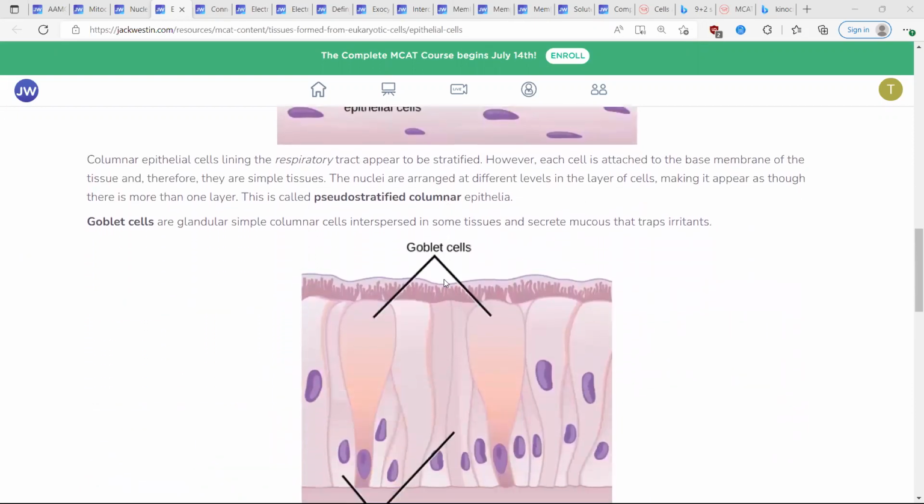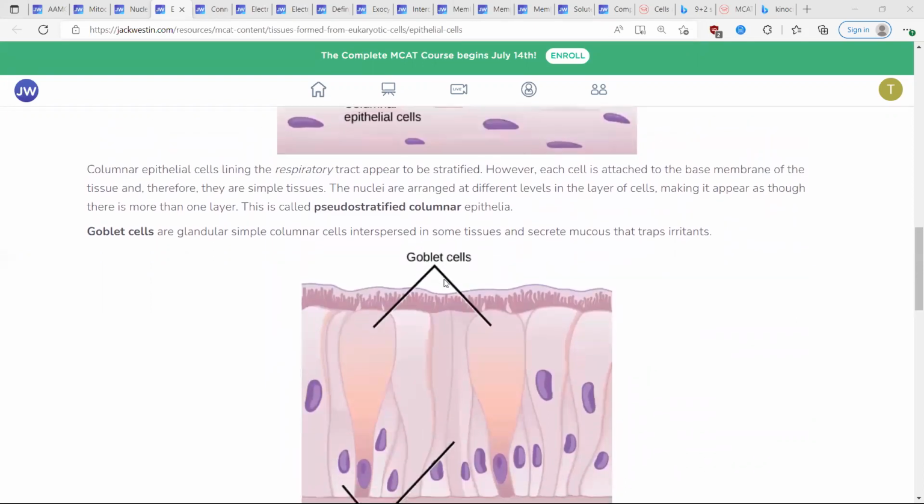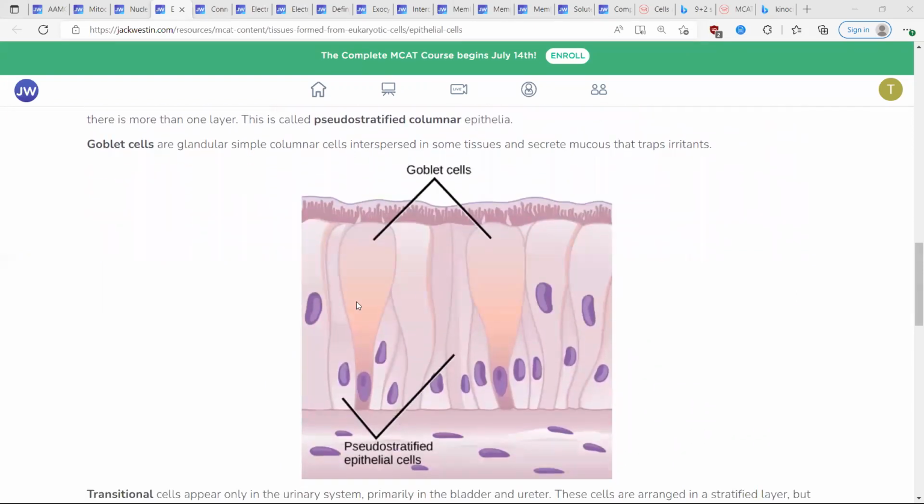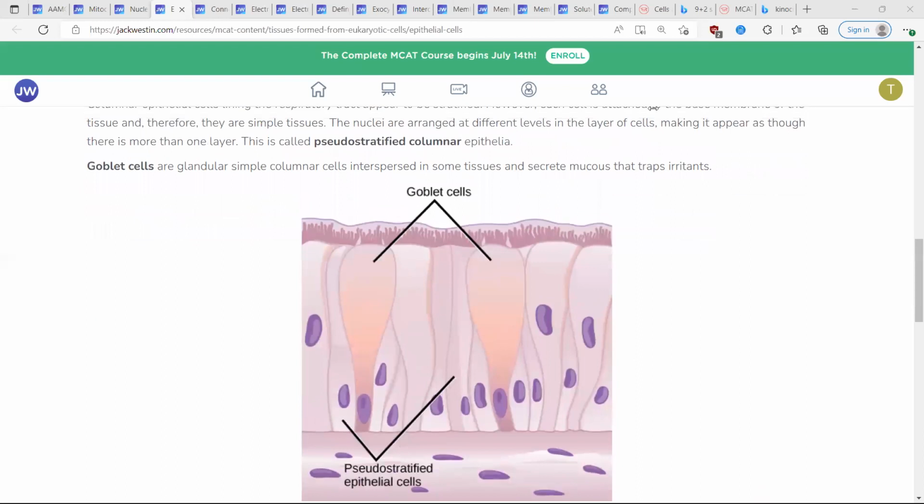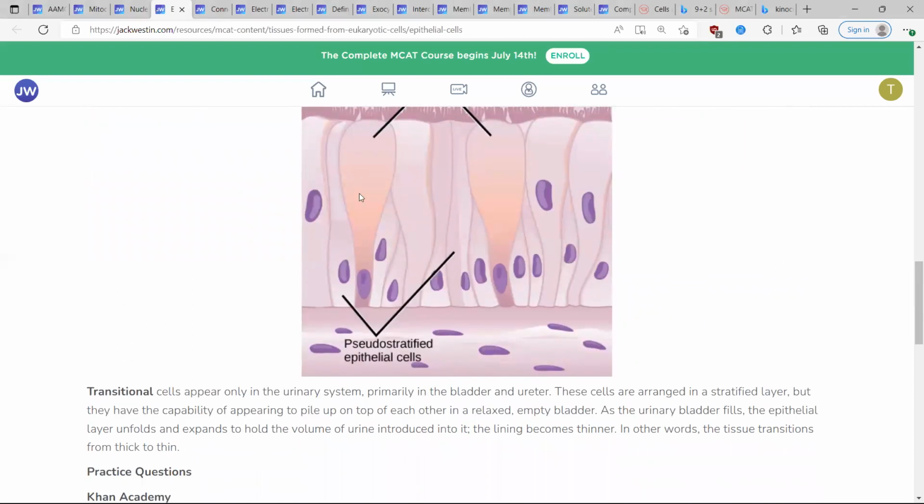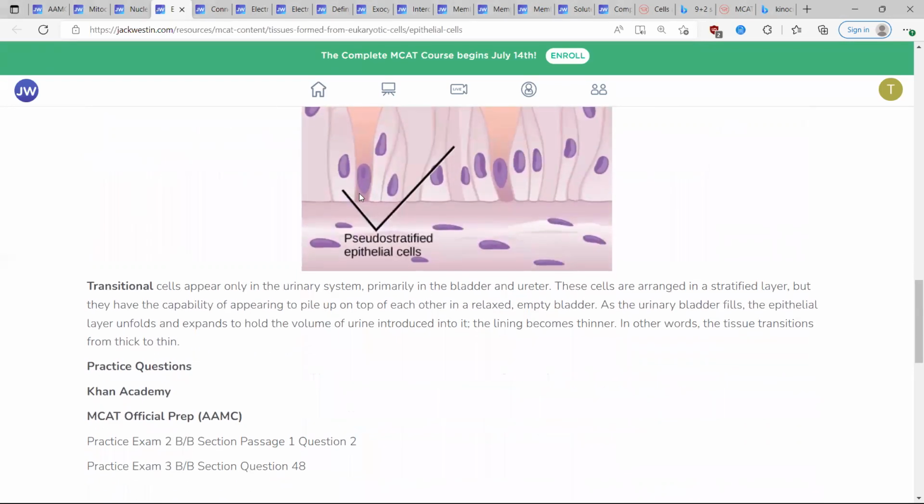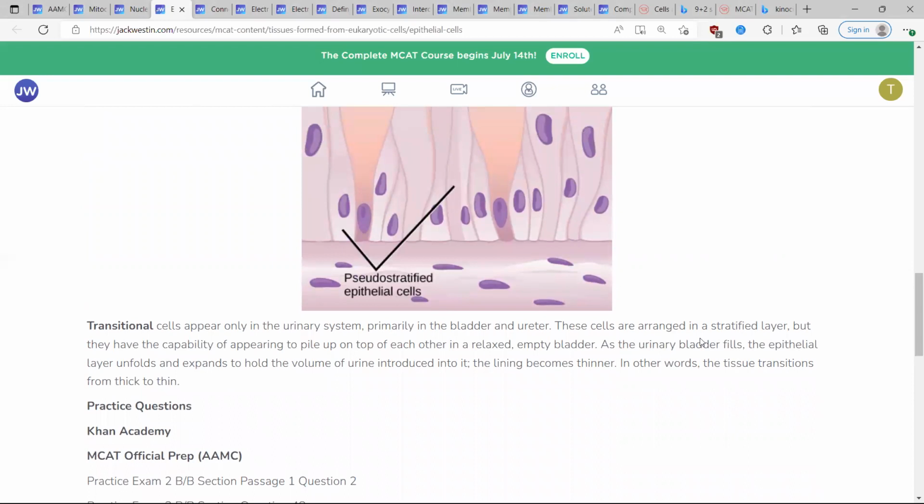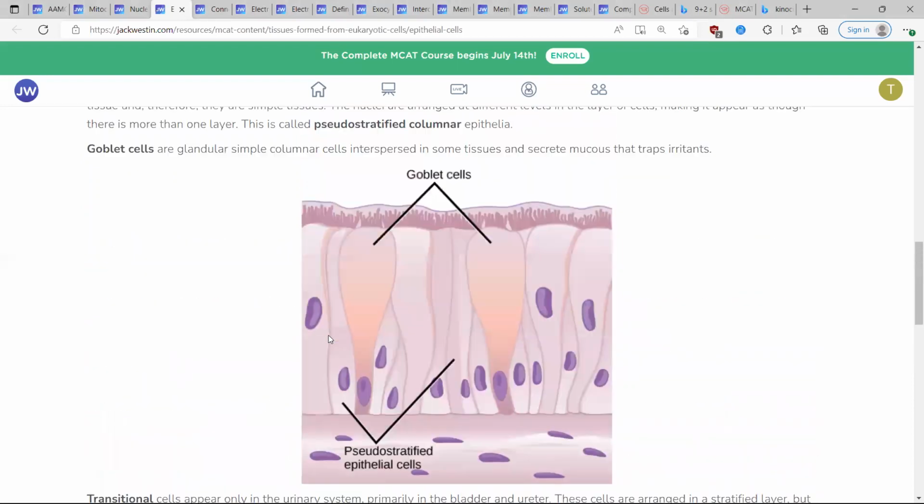So then goblet cells are another type of cell where they secrete mucus. I actually don't know why it's called a goblet cell, but they secrete mucus. So you could see that throughout the digestive tract basically. And transitional cells are only in the urinary system.